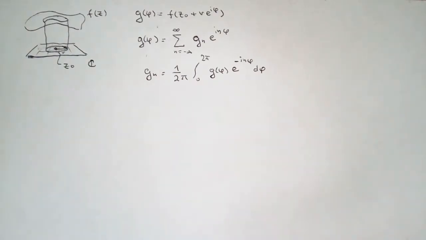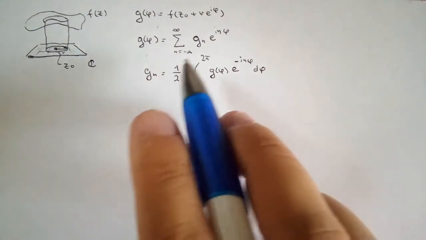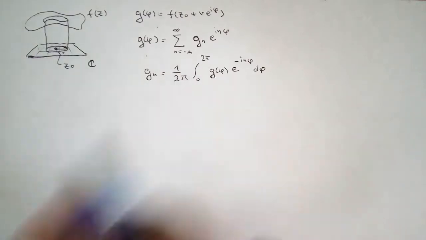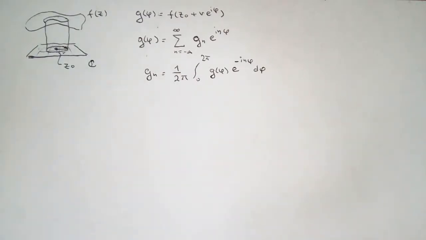That means that g of phi is equal to this form, because the period is 2 pi. This is the basic Fourier series. Well done. Okay, but since we can write it like this, we can also write very interesting formulas for that.